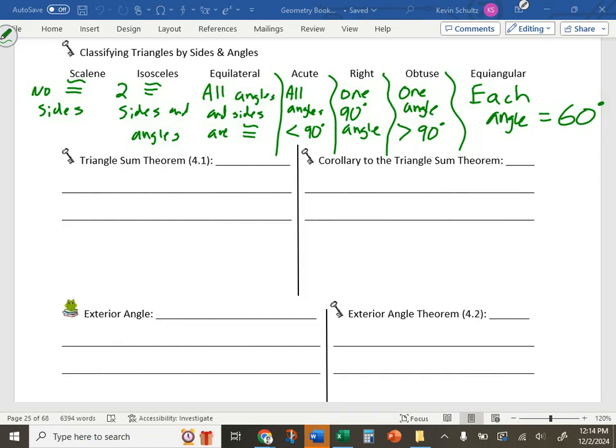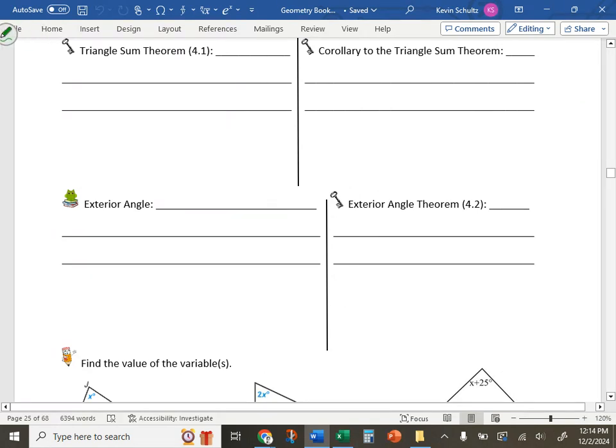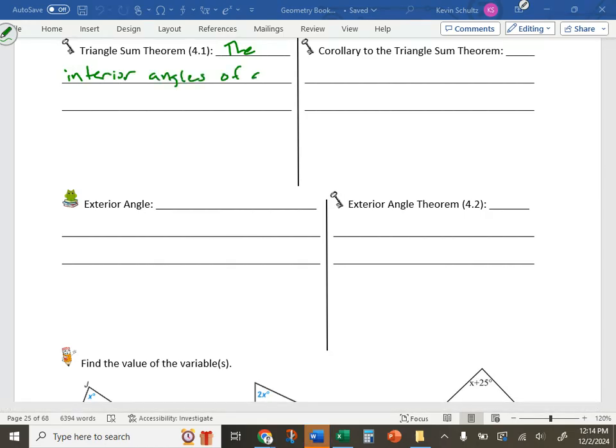But there you go. Okay, triangle sum theorem. This says the interior angles of a triangle sum to 180 degrees.